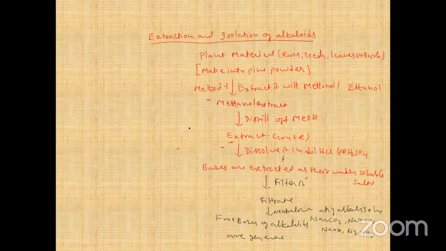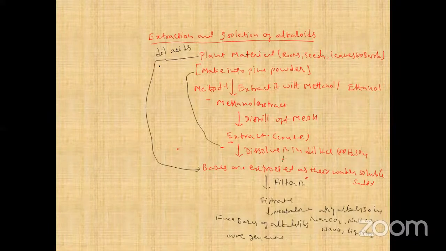In method two, directly they take the plant material. In method two, you skip the earlier steps and directly add dilute acids, like dilute HCl, dilute H2SO4 or tartaric acid solutions, to that. Then mix it and stir it for some time. All the alkaline compounds are dissolved in this acid solution. The bases are directly extracted as their water soluble salts.